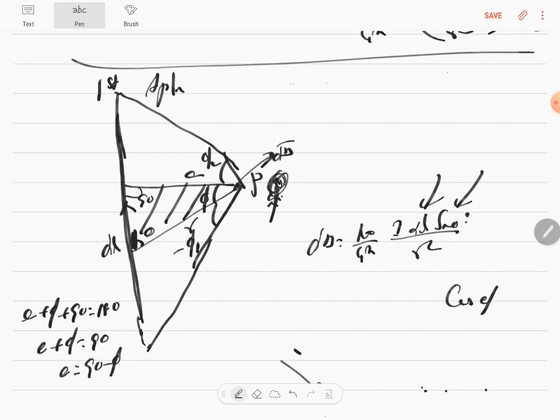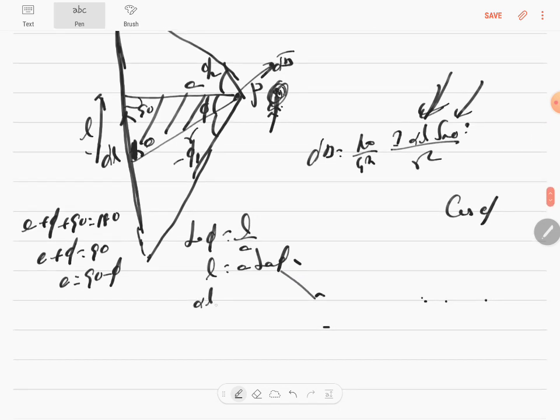You want to find what is dl in the formula here. So, you take this right triangle again. You write, this is L. Therefore, tan phi is equal to L by A. So, L is equal to A tan phi. So, dl itself is A into secant square phi d phi. When you differentiate this, you get this. So you found dl. Let's find r square.